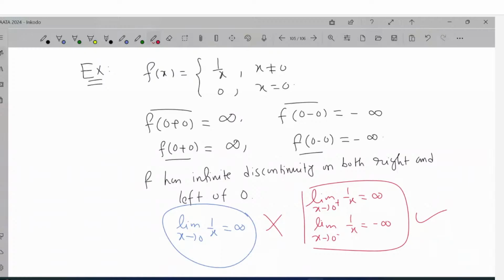I have seen many people make this mistake. They write limit x tends to 0, 1 by x, as infinity. Its limit does not exist at all. But the right hand limit and left hand limit exist. Good.